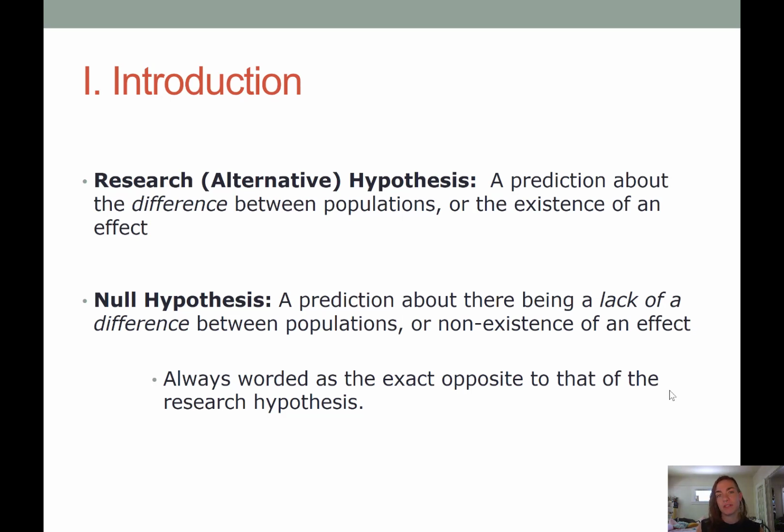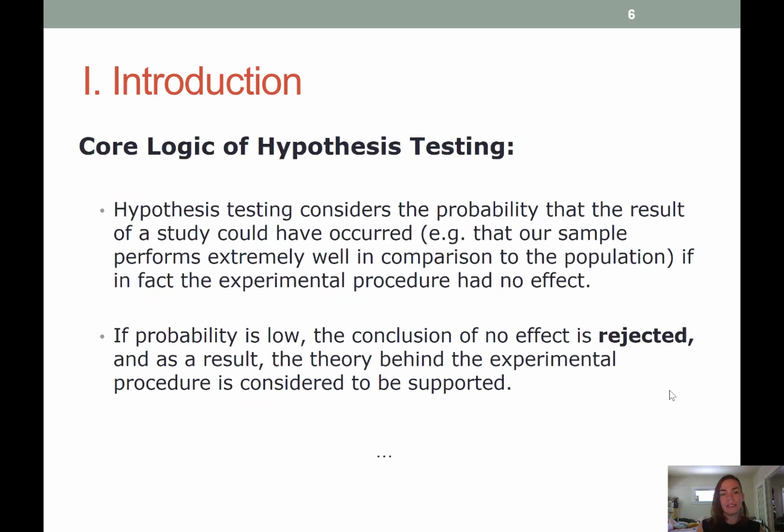The null hypothesis is the hypothesis about a lack of a difference or no effect. And every research hypothesis has a corresponding null hypothesis that's worded as the exact opposite of the research hypothesis. So it's the complement to the research hypothesis. And I'll give you some examples of that in a little bit. The reason that we set up our hypothesis testing this way is because what we're actually going to do is test the null hypothesis.